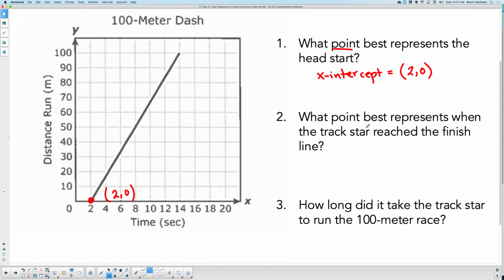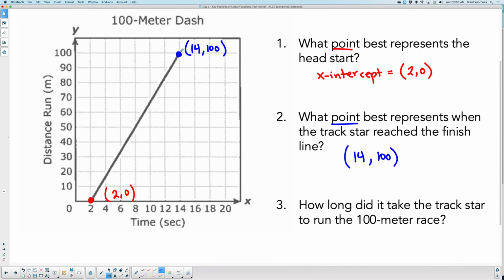At what point best represents when the track star reached the finish line? Which point represents the finish line? 90? What do you mean 90? So if it's a point, it's an X and a Y. So where are you looking for when they reach the finish line? I hear 14, that's the X. So you're talking about this point? 14 comma 100. That point would represent it. It would be 14 comma 100.